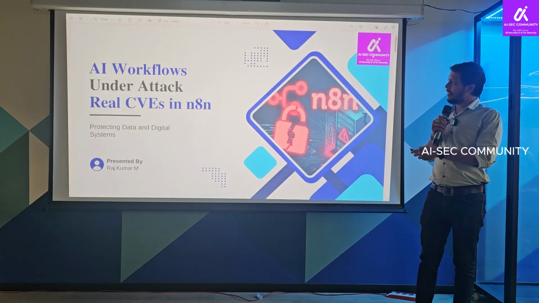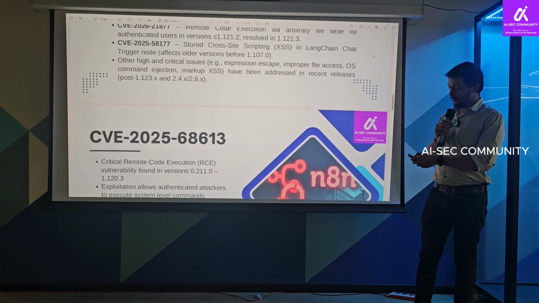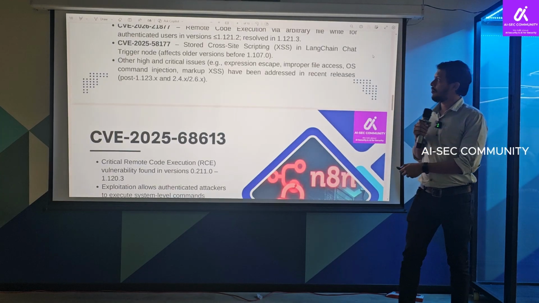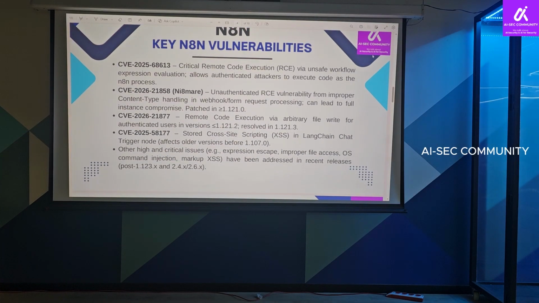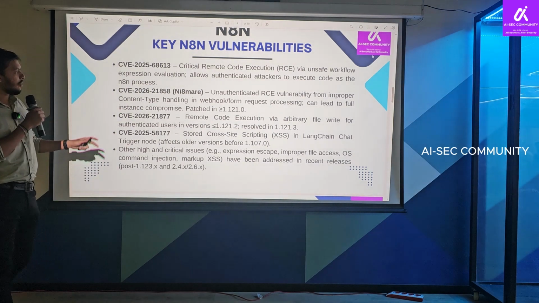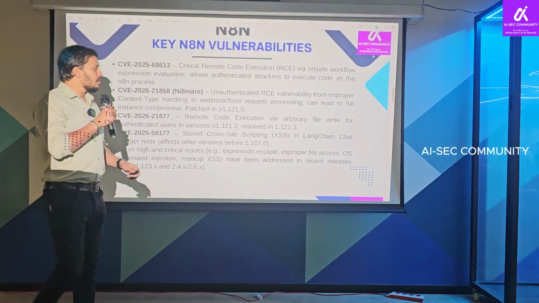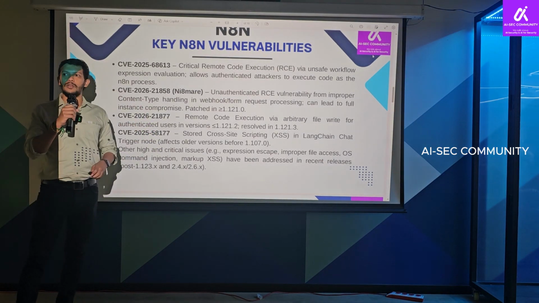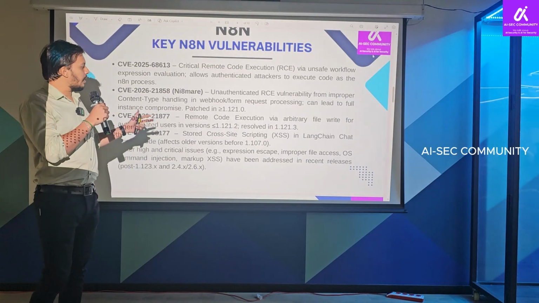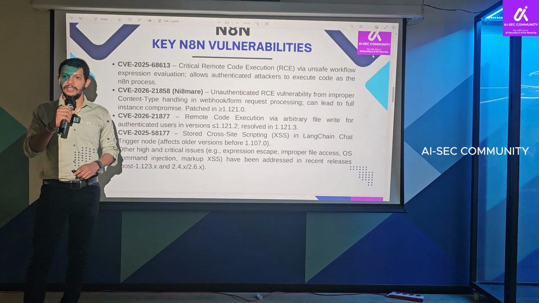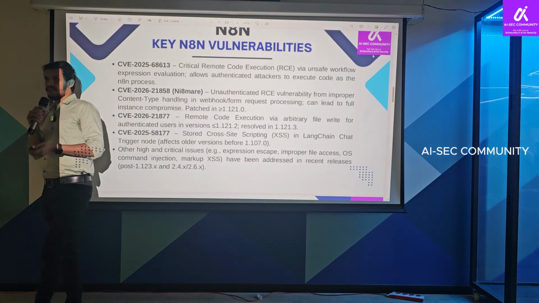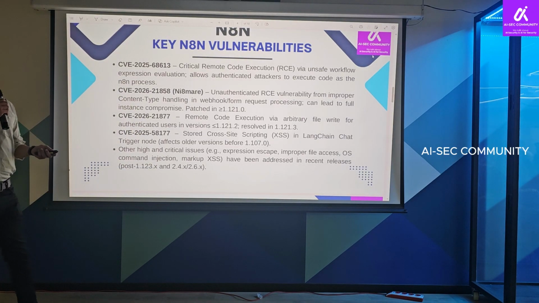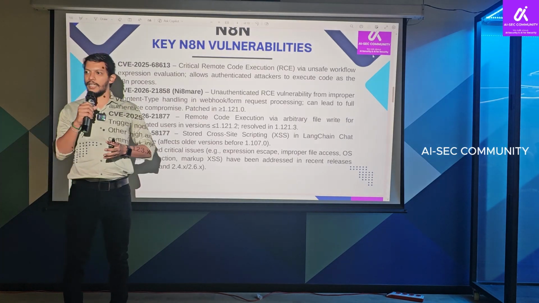So in n8n we have so many CVEs. In 2025 there are 2 CVEs, and in 2026 there are 2 CVEs. In one of the CVEs we can perform a cross-site scripting attack, and for the remaining CVEs there is the possibility of remote code execution. Today we're going to see how we can perform remote code execution using a script, and how it gets exploited. We're also going to see some vulnerable code of that application.